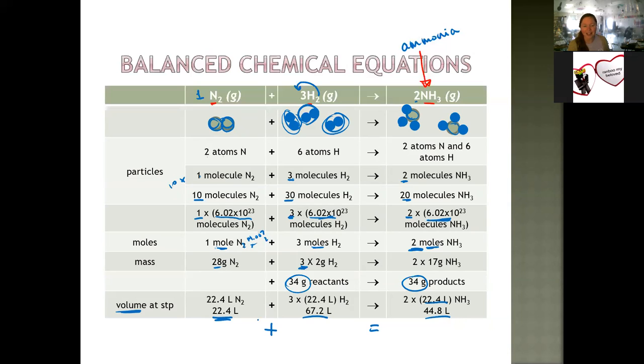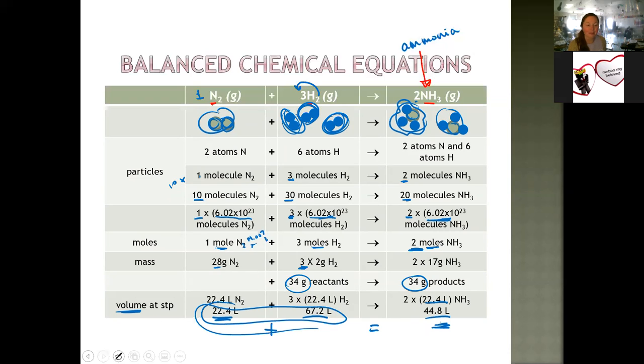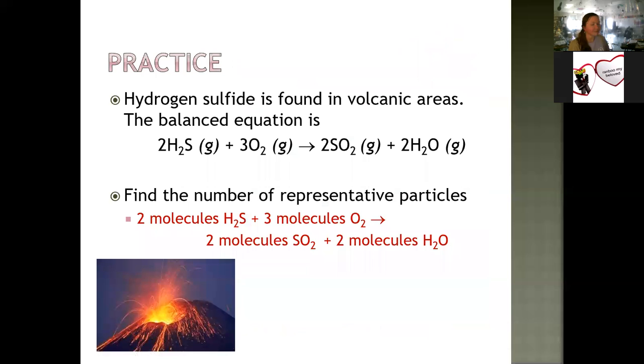Definitely not. So I've got 22.4 and 67.2 adding up to make 44.8. The reason that the volume is so much less is because I'm packing more pieces together. So instead of having 1, 2, 3, 4 molecules of gas floating around, now I only have 2. So my balanced equation can tell me oodles and oodles about what's happening in my reaction.